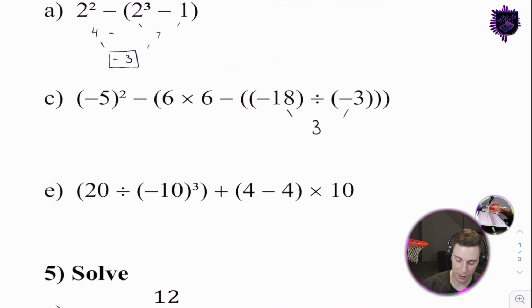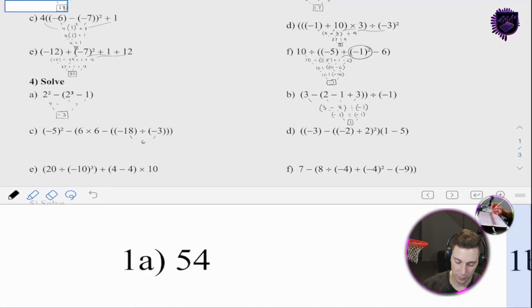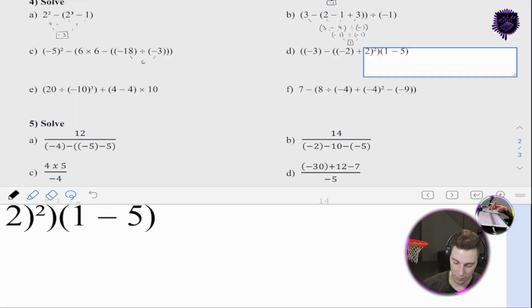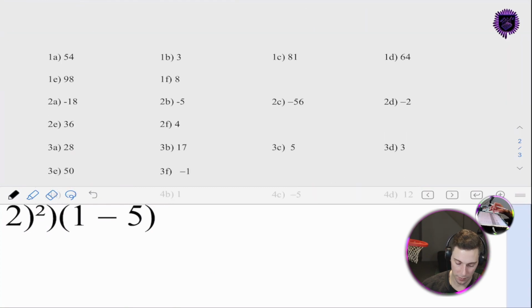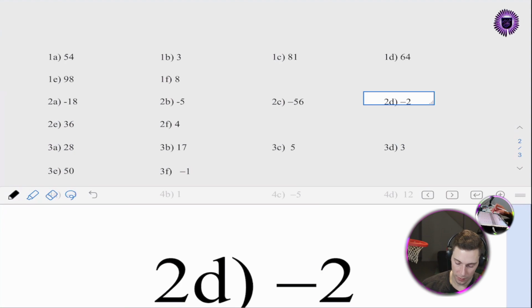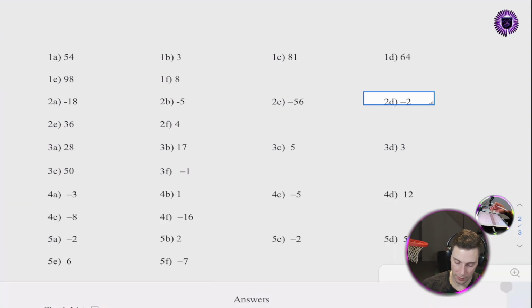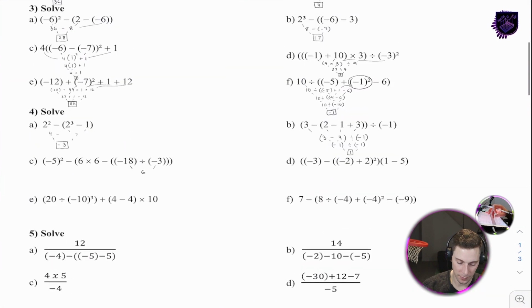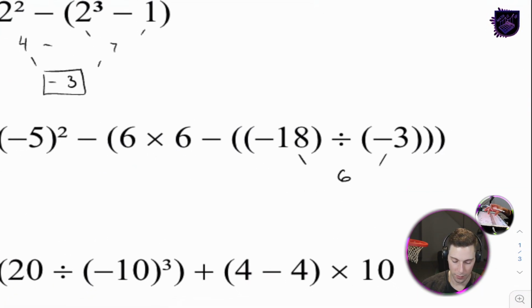No, positive 6. What am I doing? What happened? No. Oh no. Shoot, how do I get rid of that? There we go. Okay. Whew. Close one.